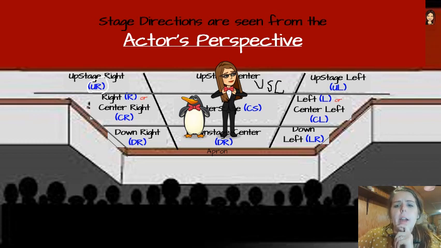I'm also fine if you write USC for upstage center, but UC is typically the abbreviation. And then UL for upstage left. You've got center stage, so that's dead center, that's CS. Left or center left is CL, then down left, and then downstage center.